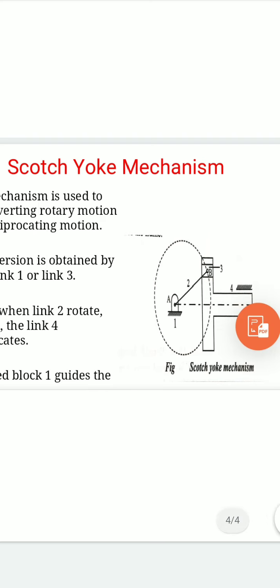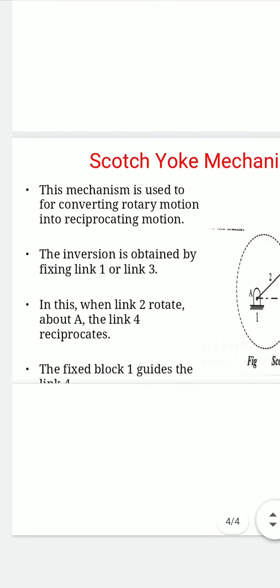Probably in the next session I am going to take up some of the other mechanisms which are prescribed in the syllabus. Okay, thank you.